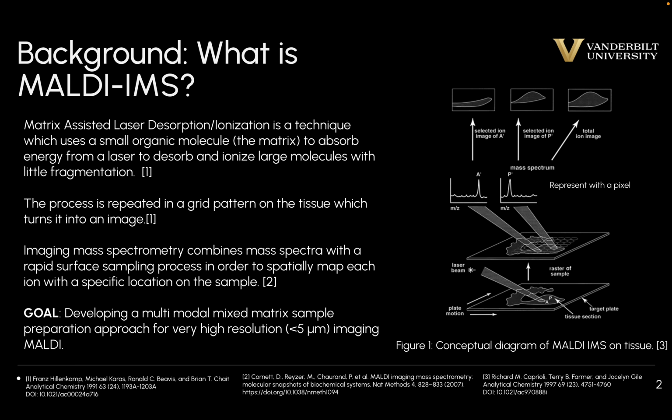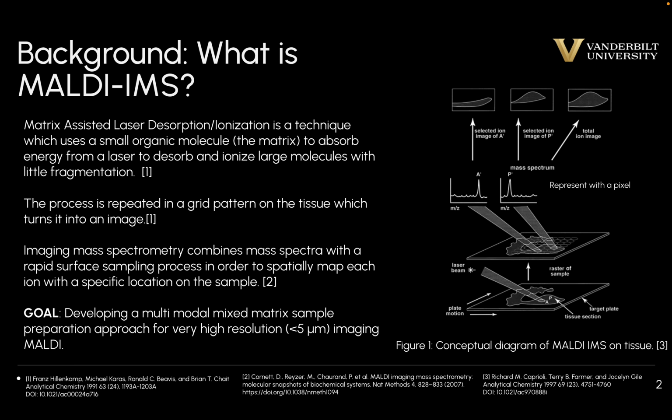If we repeat this process over and over again on our tissue, we can get something that will turn into an image. On the right, we have a diagram of what MALDI-IMS actually looks like. On the bottom, we have a matrix-coated tissue sample. If we hit the sample with a laser beam at a specific spot, then we can get a mass spectrum for that specific location. Now, if we do it over and over again in a grid-like pattern, then we will get a bunch of different mass spectra, each corresponding to a specific location on our tissue.